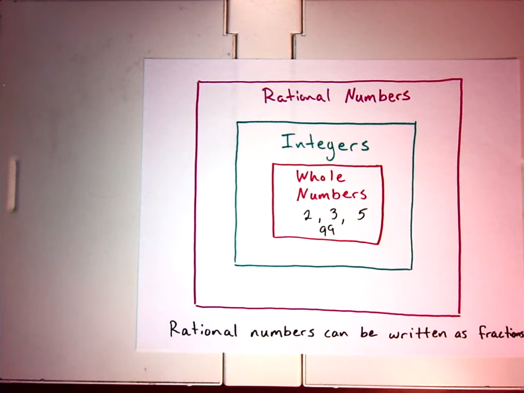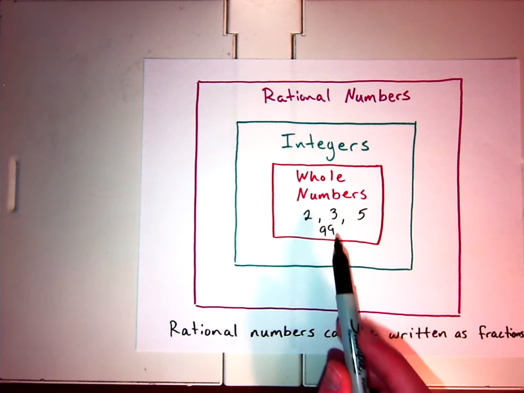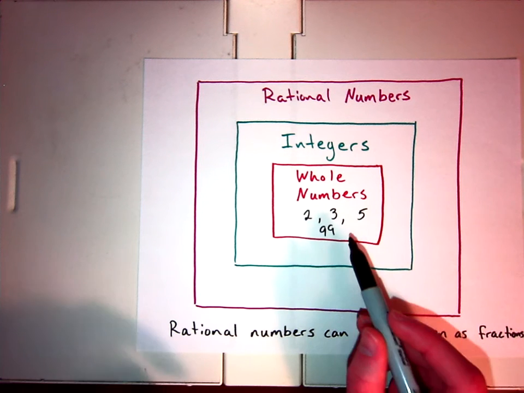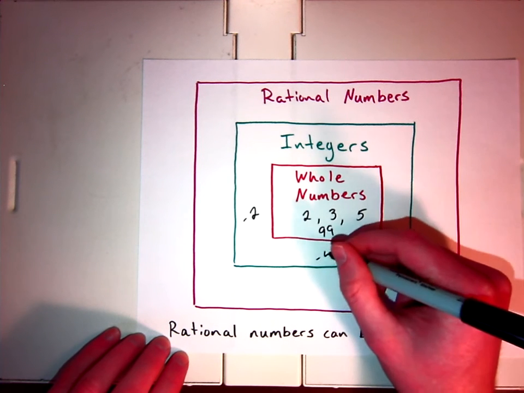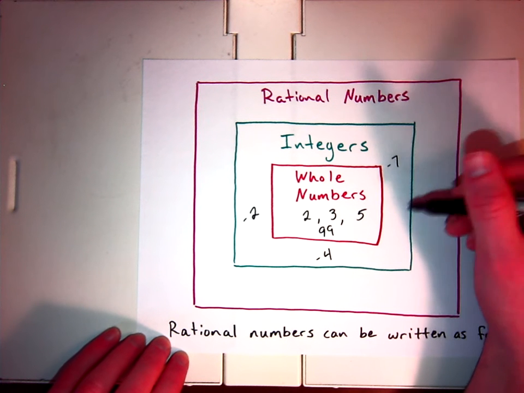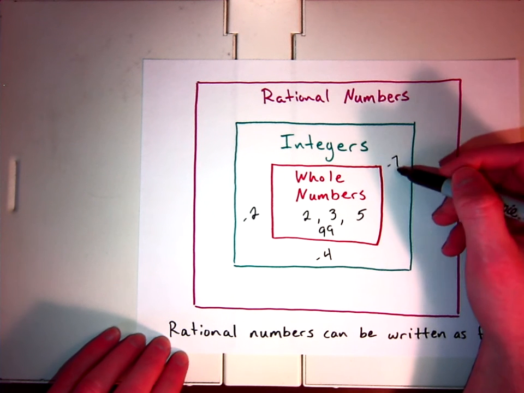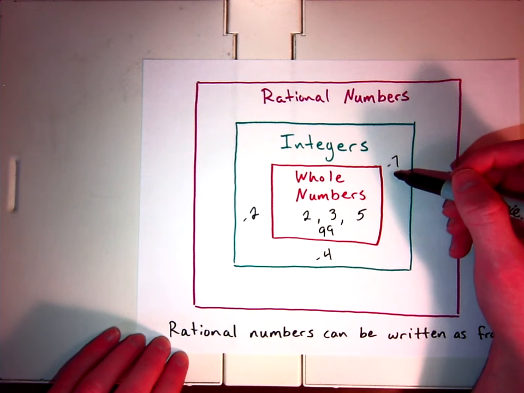Now, integers include whole numbers, but they add a few more things. So all these whole numbers are also integers. What does it add? It adds the negative form of these numbers, like -2, -4, -7. Those are integers. So 2 is an integer, but it's also a whole number. -7 is an integer, but it is not a whole number because whole numbers don't include negative numbers.